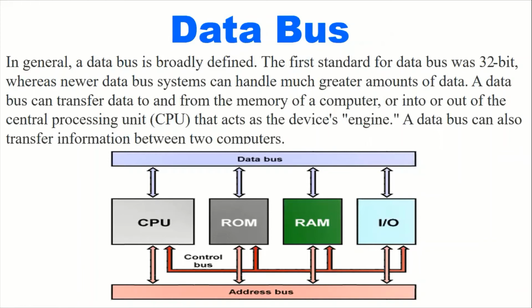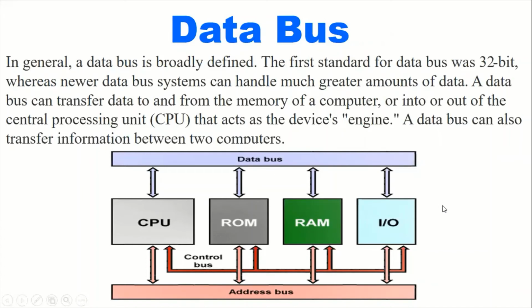And in this diagram, we can see on the top there is a data bus, and it is bidirectional, and data is coming from different components of the computer. We can see CPU, ROM (read-only memory), RAM (random access memory), and different input-output devices. So this one is the data bus.